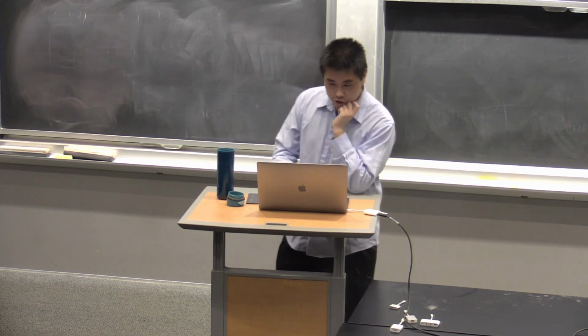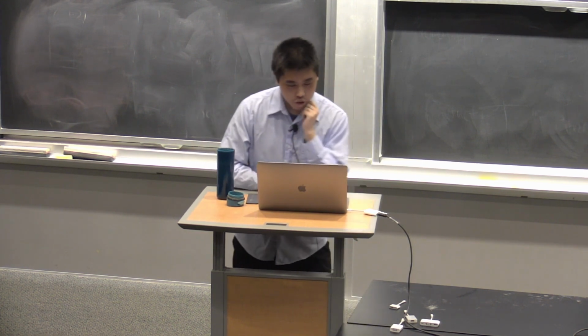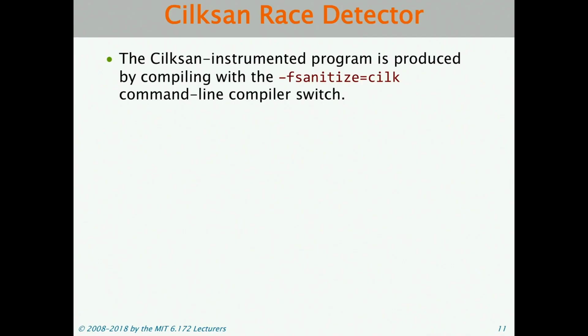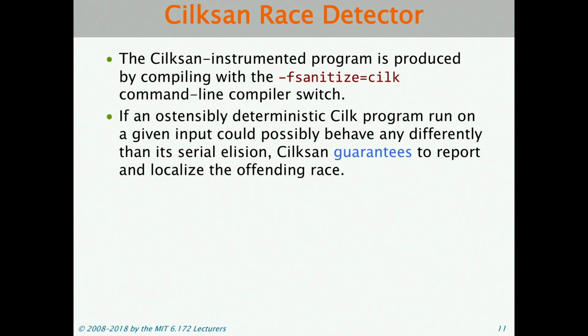OK, so the Cilksan race detector, if you compile your code using this flag, -fsanitize=cilk, then it's going to generate a Cilksan instrumented program. And if an ostensibly deterministic Cilk program run on a given input could possibly behave any differently than its serial elision, then Cilksan is going to guarantee to report and localize the offending race. So Cilksan is going to tell you which memory location there might be a race on and which of the instructions were involved in this race.